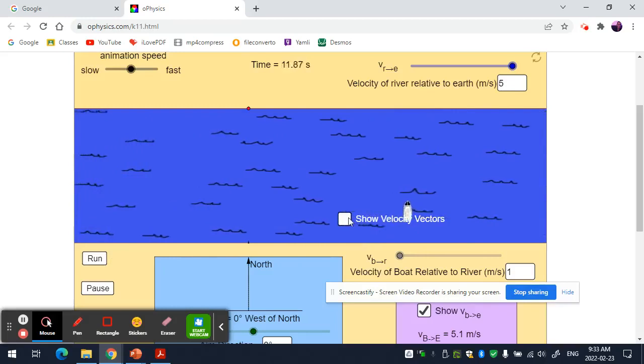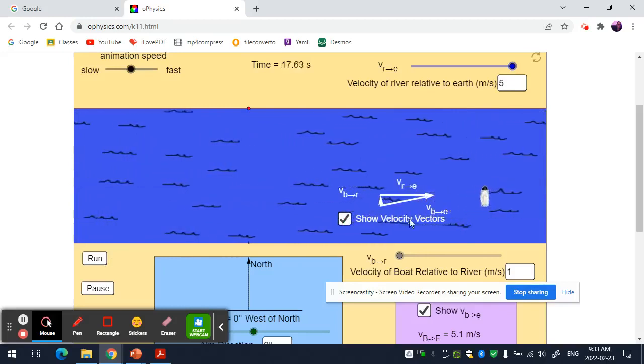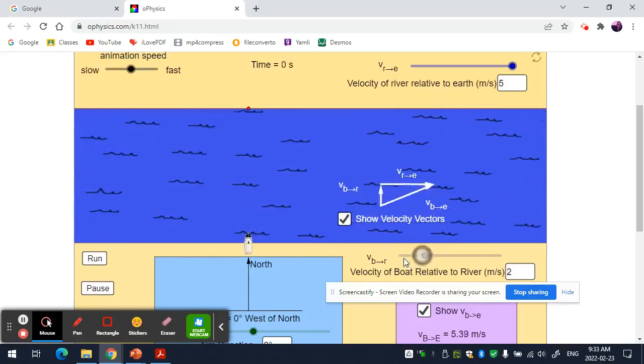Oh, show velocity vectors. There we go. See what's happening? What kind of a triangle do we have? All right, a right angle triangle, just like the jet problem we just did.